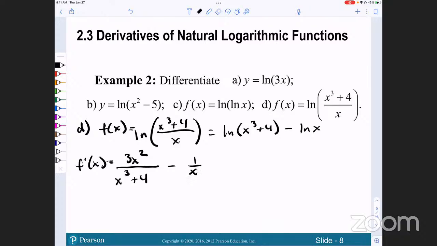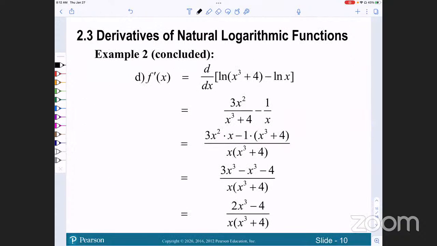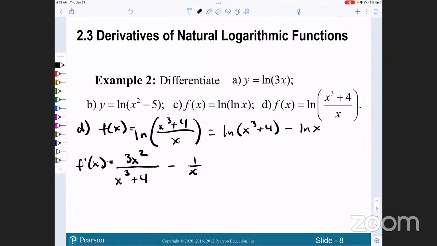It's 1 over x. We could get a common denominator and combine those. Let's see how they finished for part D. Let's go ahead and just do that really quickly.